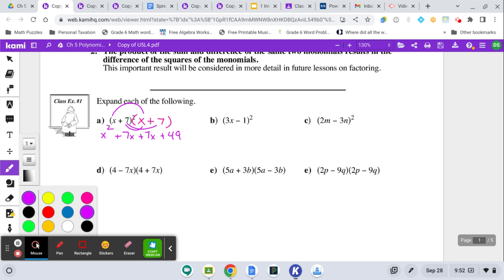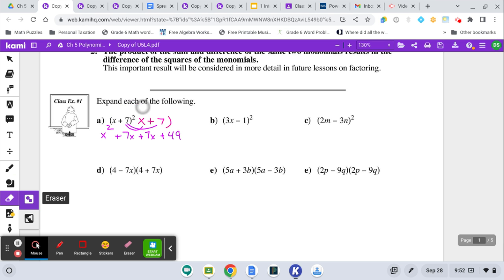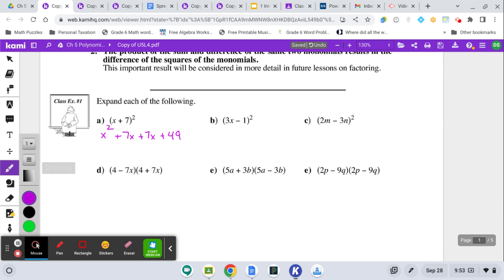What's that? Well, if I erase my little thing I wrote up here, what happened? I squared the first term. There it is. I squared the last term. There it is. I took the x and times it by the positive 7 and got 7x and wrote it down twice. So you come up with x squared plus 14x plus 49. Does that always happen? Yes, it does. Every time you're timesing a binomial by itself.